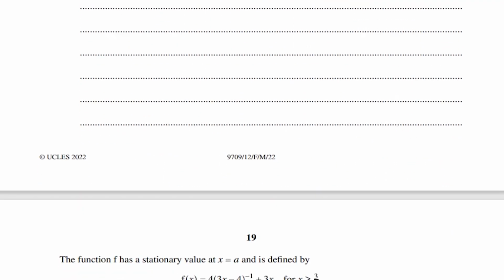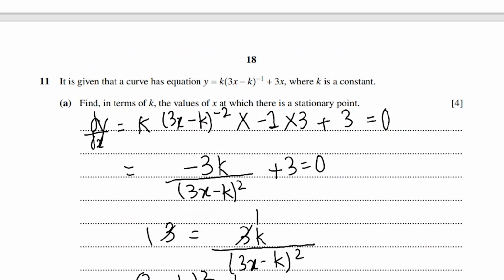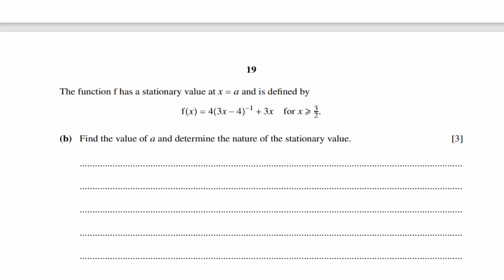Moving on to the next part. We have a function f and it has a stationary value at x is equal to a. We have to find the value of a and determine the nature of the stationary value. If you look at f(x), you can see there is a resemblance between this function and this equation. The only difference is that in f(x) we have 4 in place of k. This means that we can use 4 as the value of k, and the differential we got in our previous part can be used as the differential of f(x).